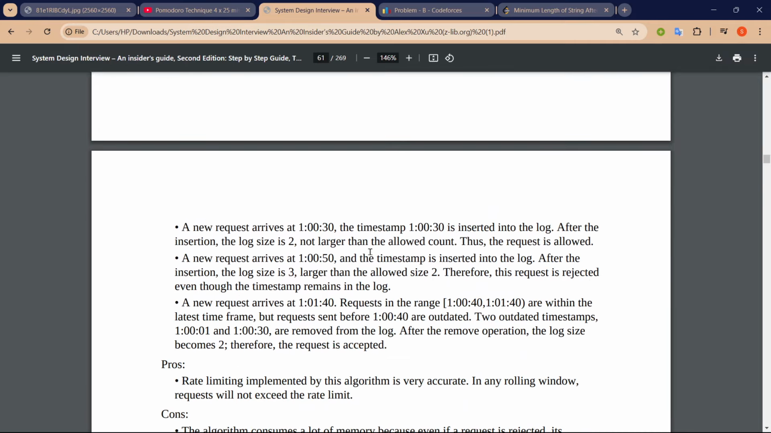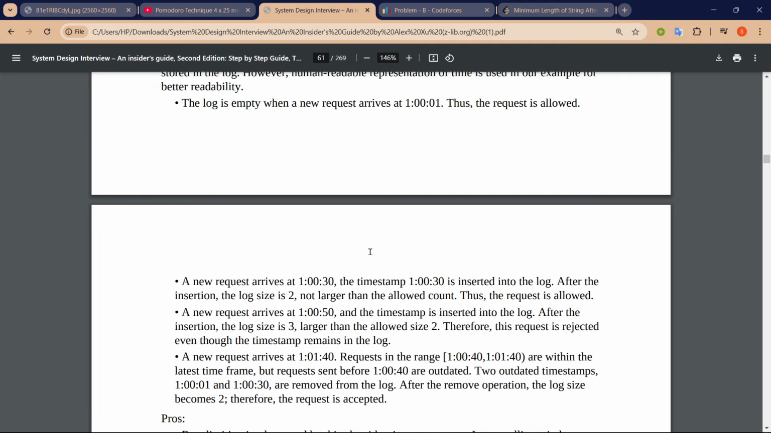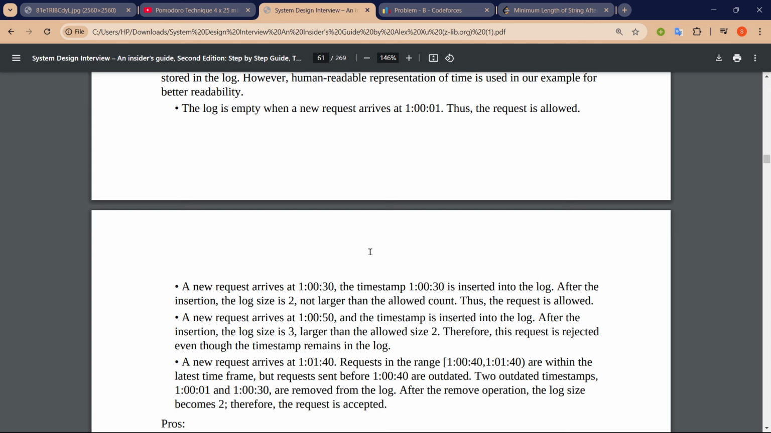After the insertion, the log size is 2, not larger than the allowed count. Thus, the request is allowed. A request arrives at 1:50 and the timestamp is inserted into the log. After the insertion, it is 3 and larger than the allowed count, thus the request is rejected even though the timestamp remains in the log.